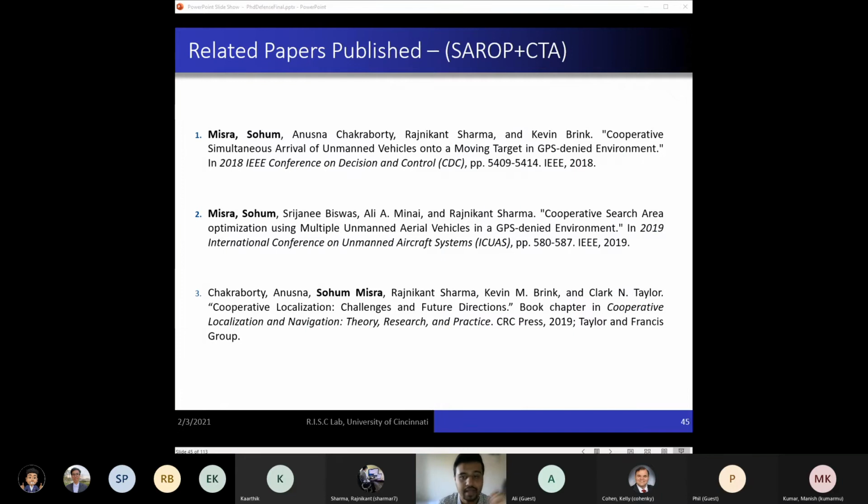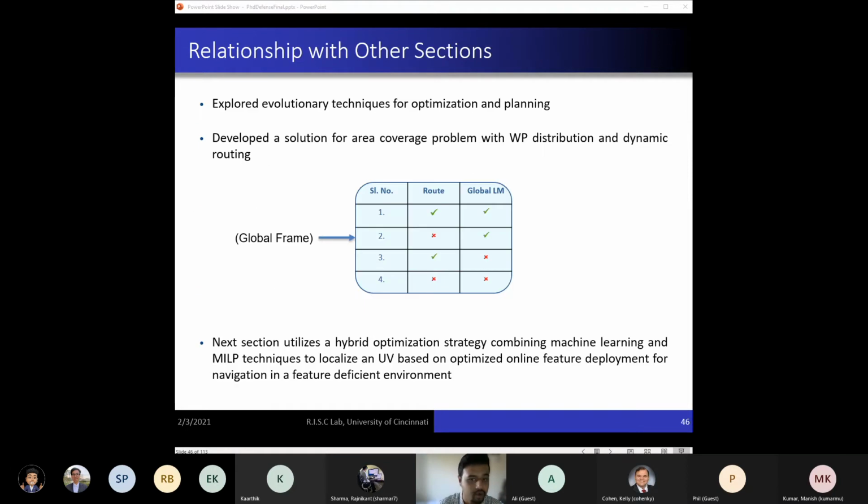These are the related papers that were published for the two previous works, that is the cooperative timing arrival and the search area optimization. And this technique addresses point number 2 on a global frame of reference.